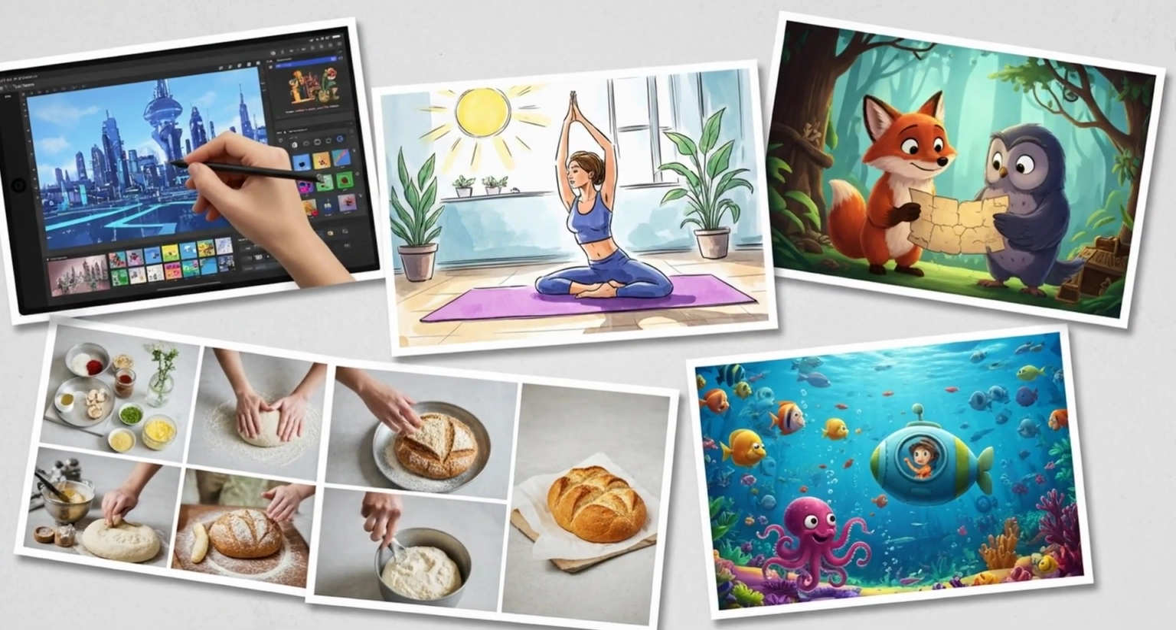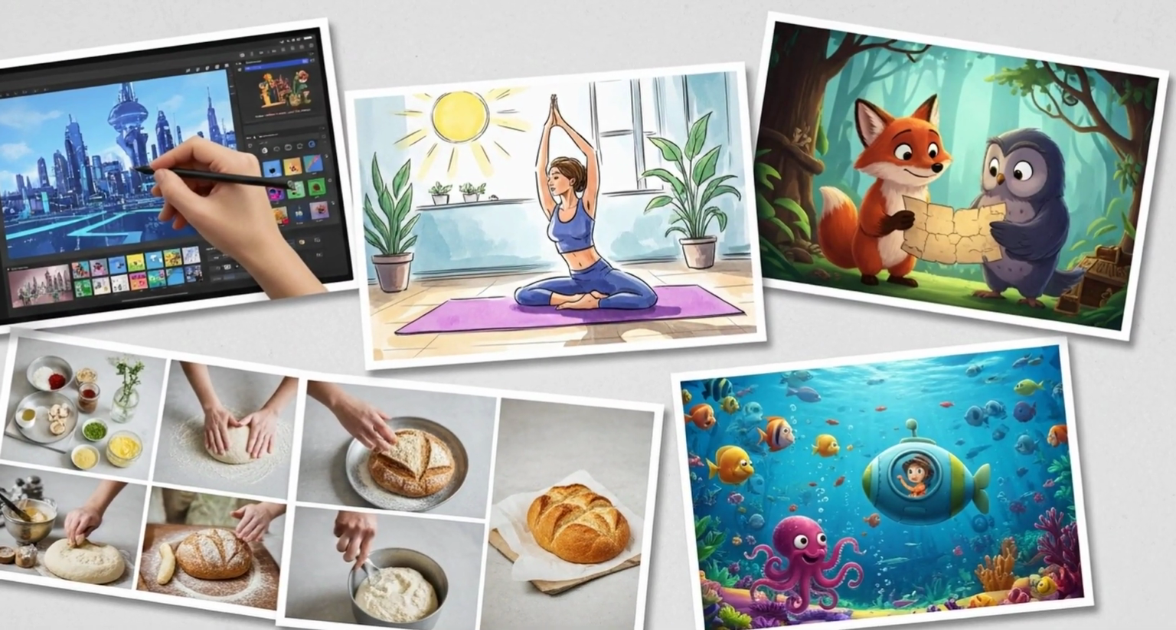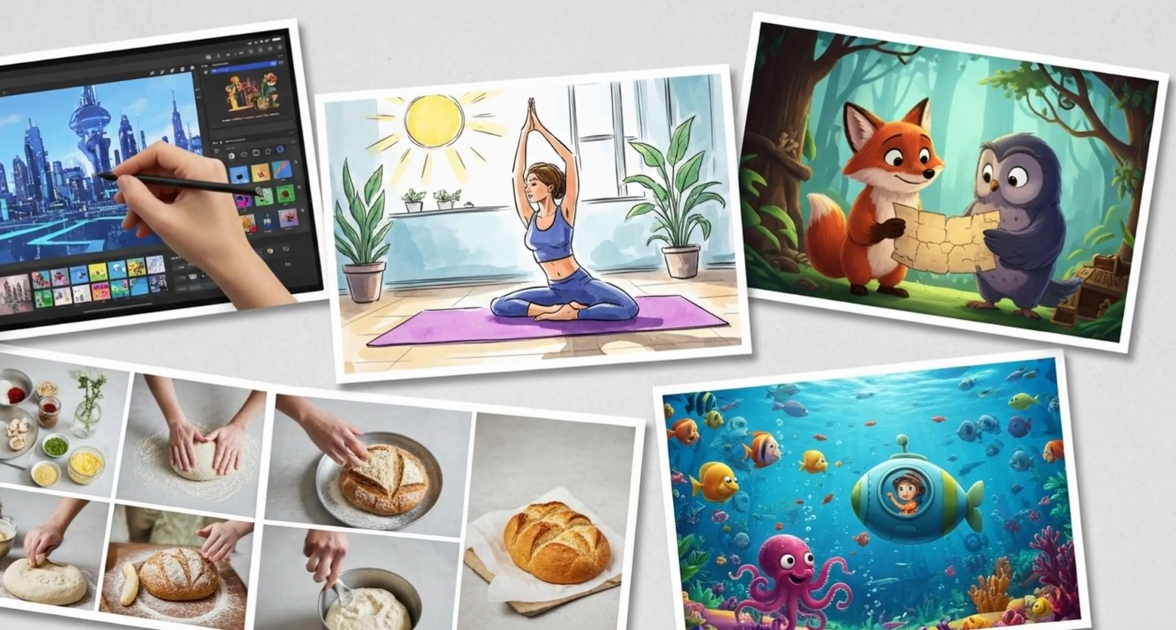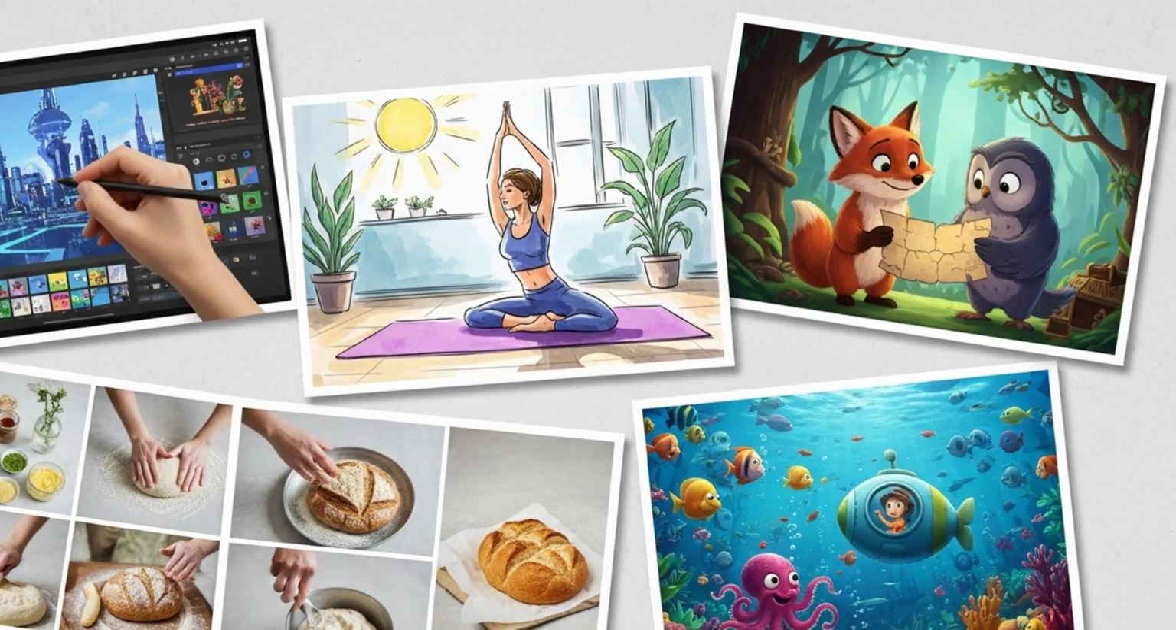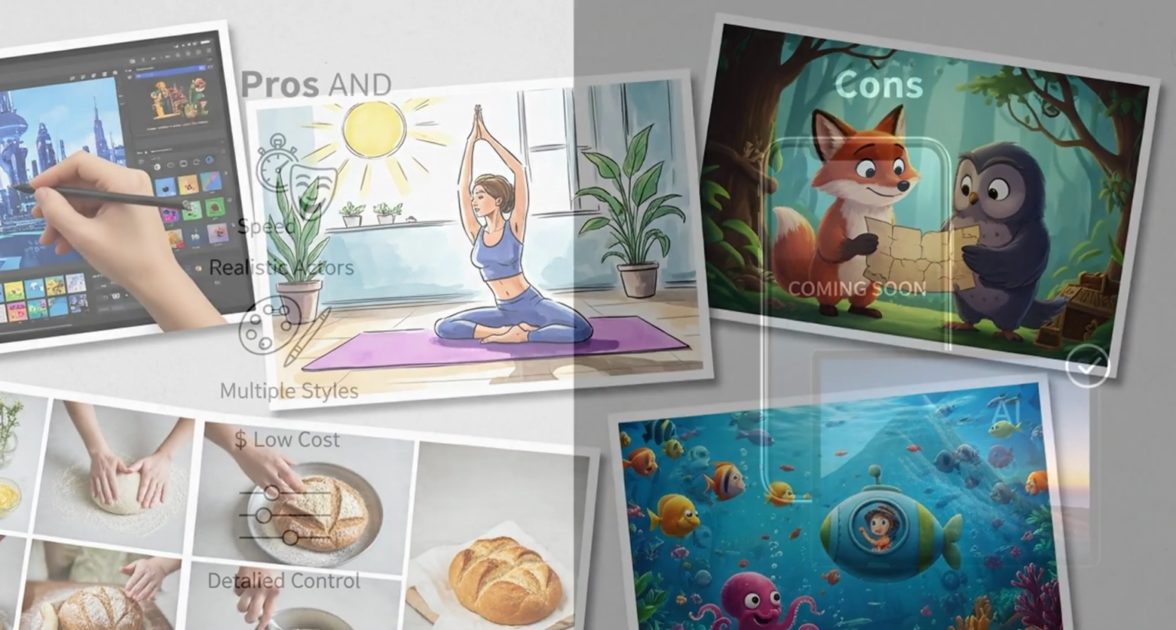Real examples from the demo included art reels, cartoons, yoga tutorials, cooking guides, and children's stories. The variety of outputs makes it flexible for almost any niche.